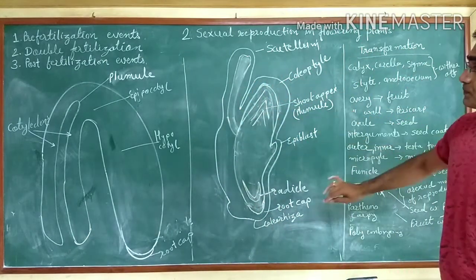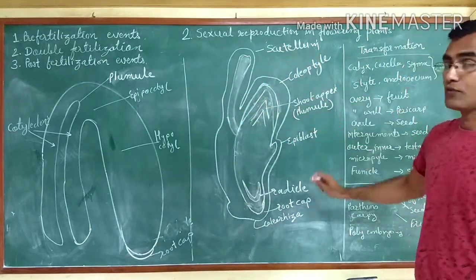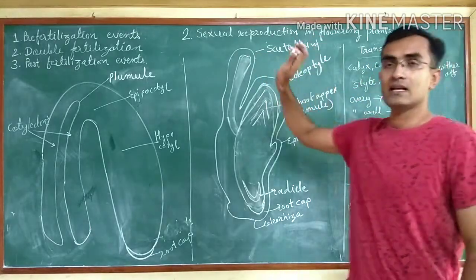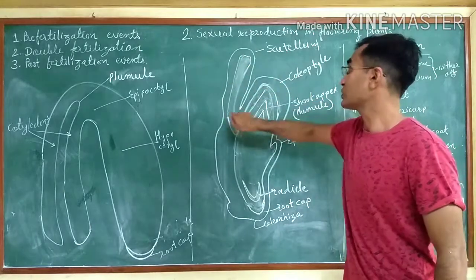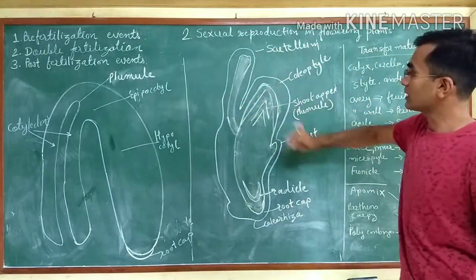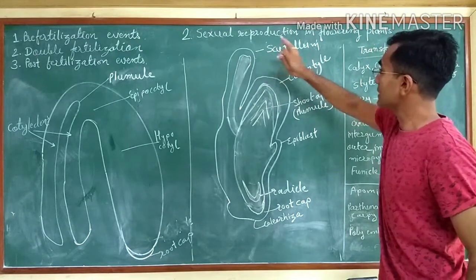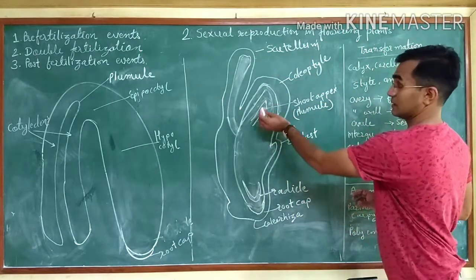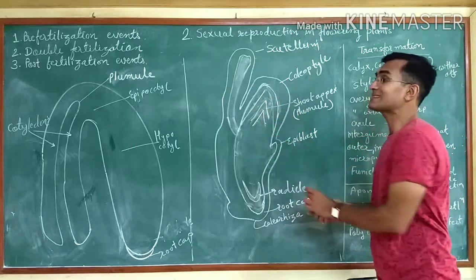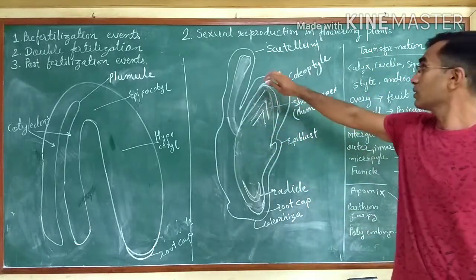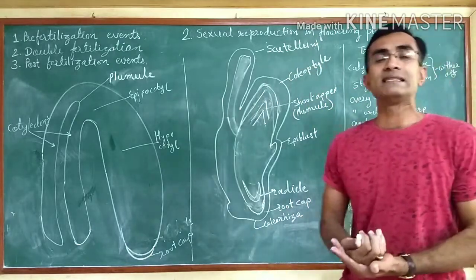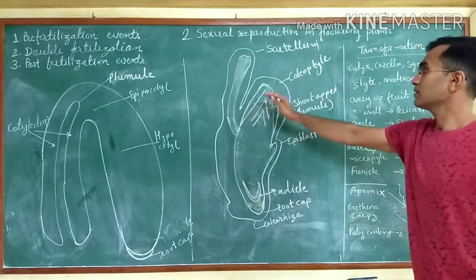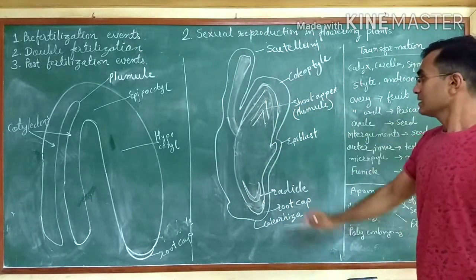Here you can see the diagram of the monocot seed. This is the scutellum. Scutellum is nothing but a cotyledon. Here you can see just one cotyledon, that's why it is called monocotyledon. This one over here is the plumule. This plumule is also termed the shoot apex, and it is covered with the coleoptile. Coleoptile is a kind of sheath that covers the shoot apex.